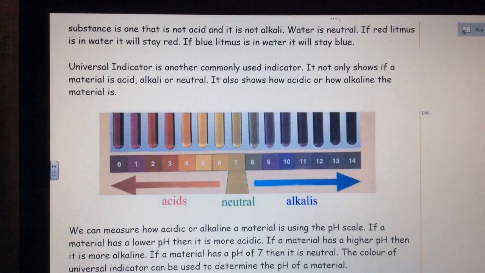Universal indicator is another commonly used indicator. It not only shows if a material is acid, alkali or neutral, it also shows how acidic or how alkaline the material is.